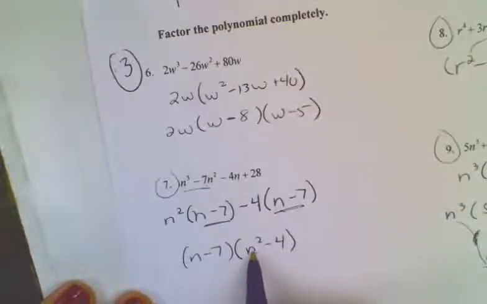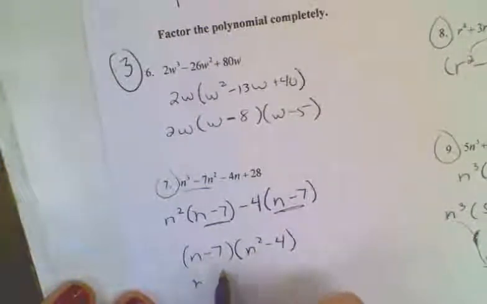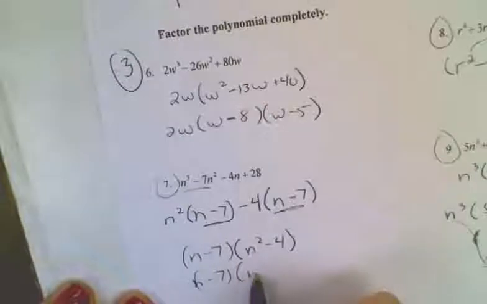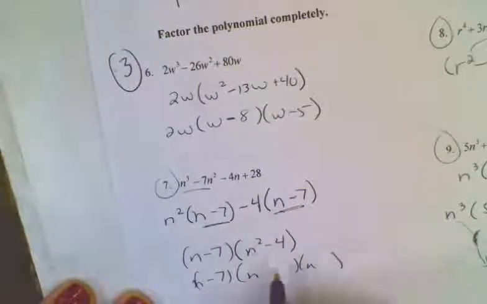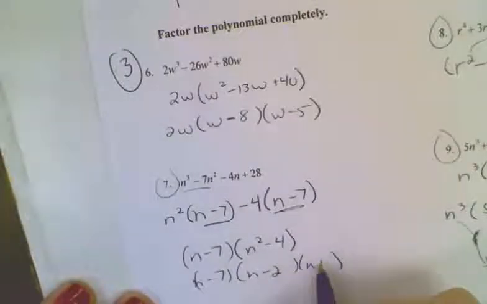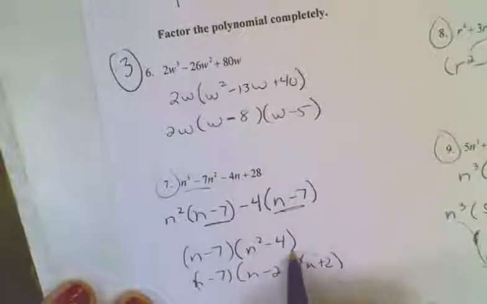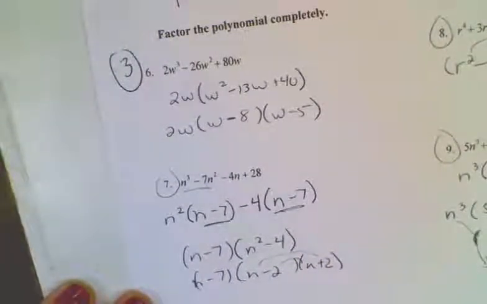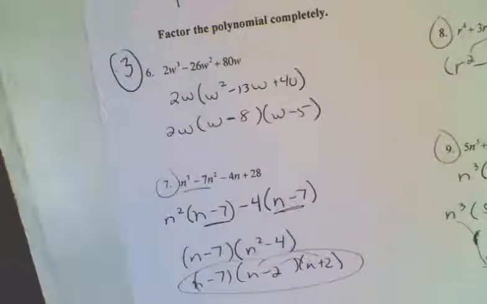If you look at that, I can ask myself what multiplies to give me n squared: n times n. I have a minus 4. If I put a minus 2 and a plus 2, they will add up to 0 n's, which is what I want, and negative 2 times 2 is my negative 4. So there are my factors of that. So you factor by grouping.